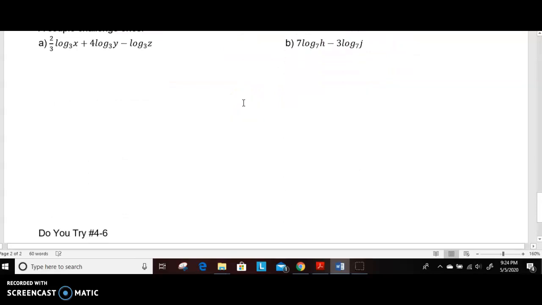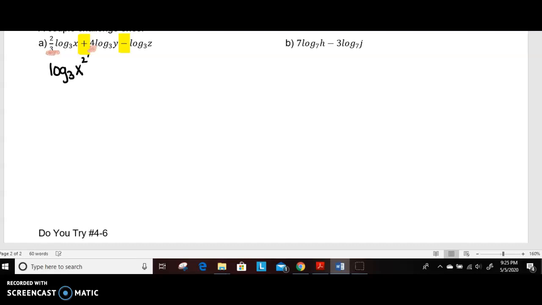Okay, let's look at these challenge ones, which aren't too bad. Same thing applies. I've got the addition sign. I've got a subtraction sign. I've got a couple coefficients out in front that are going to walk across my logs here. So this is going to become log base 3 of x to the 2/3 power, y to the 4th, multiplication there because of that addition sign, divided by z.